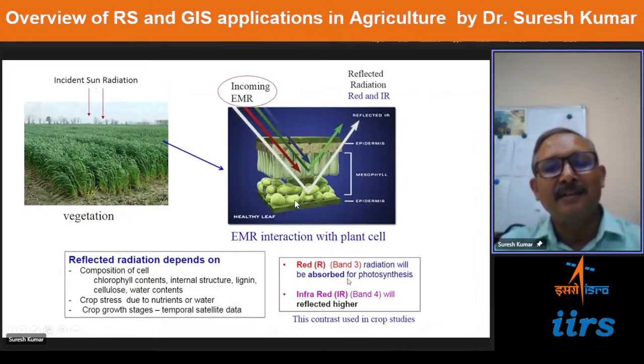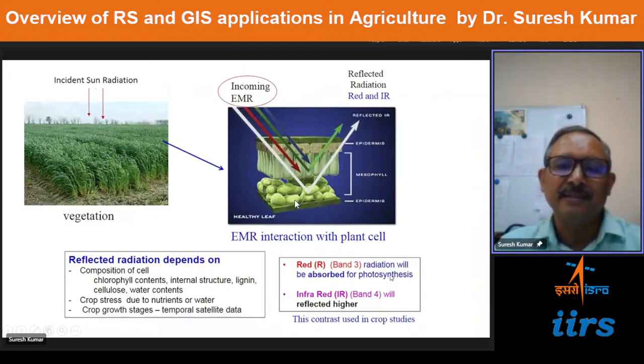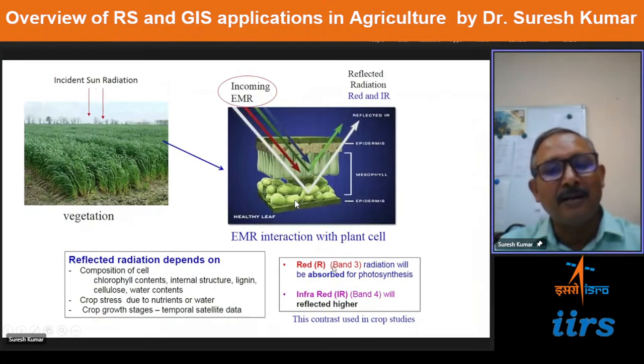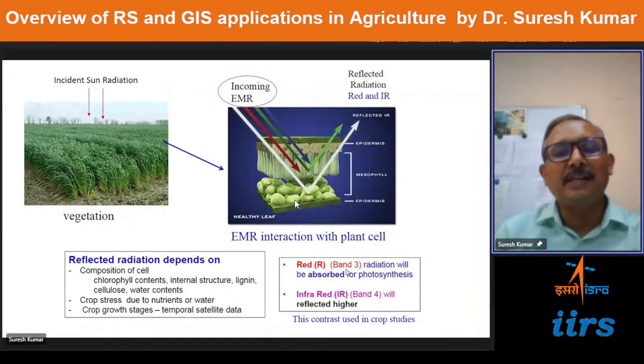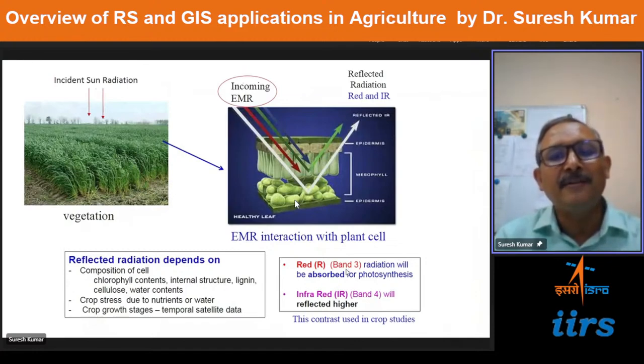But for vegetation, a very significant reflectance has been seen: red radiation, the red wavelength region, band 3, will be absorbed by the plant for photosynthesis, but it reflects infrared. Red is absorbed by the plant, but it reflects infrared, so this is a very contrasting difference. Red will be absorbed and infrared will be reflected, and this contrast helps us to identify vegetation and vegetation types.